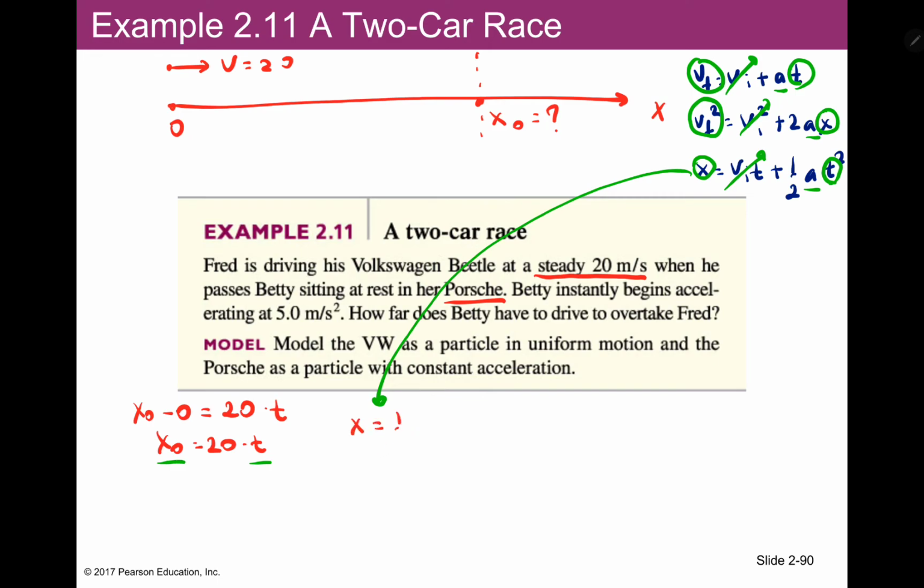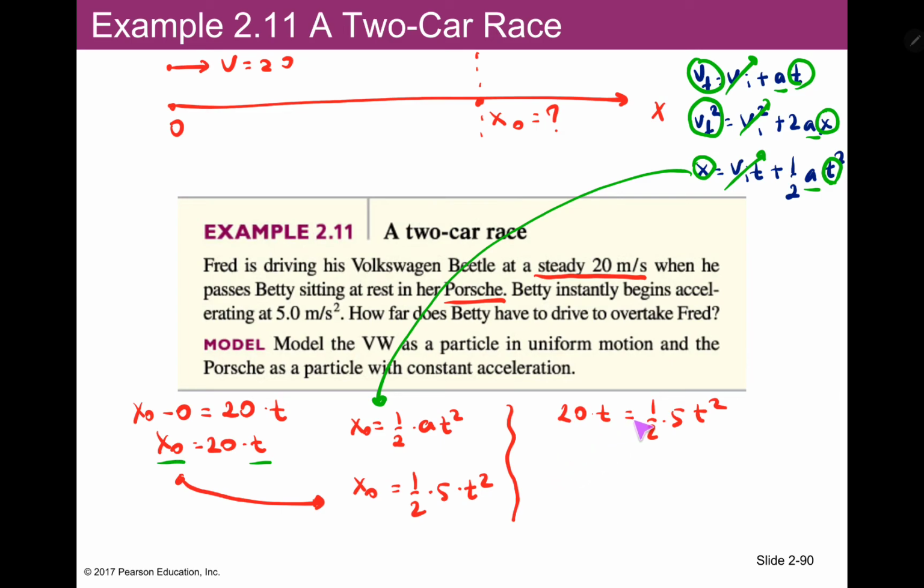So x will be equal to 1/2 at squared. x0 equals 1/2 times acceleration 5 times t squared. In order to catch the Volkswagen, they should be at the same position. Only in this case can we say that Porsche can overtake the Volkswagen. So it means 20 times time equals 1/2 times 5 t squared. This is a quadratic equation, so we have two possible answers in terms of math. Let me subtract and set it equal to 0.